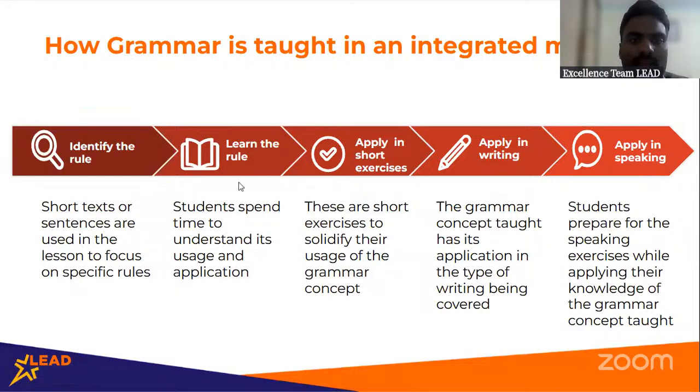Second, they will learn the rule. So after identifying the rule, second, they learn it, right? So how do they learn it? Children or the students spend time to understand its usage and application. So they'll spend a lot of time in terms of understanding how and where to use and apply this rule. Okay, first they identify the rule, then they learn the rule, right?